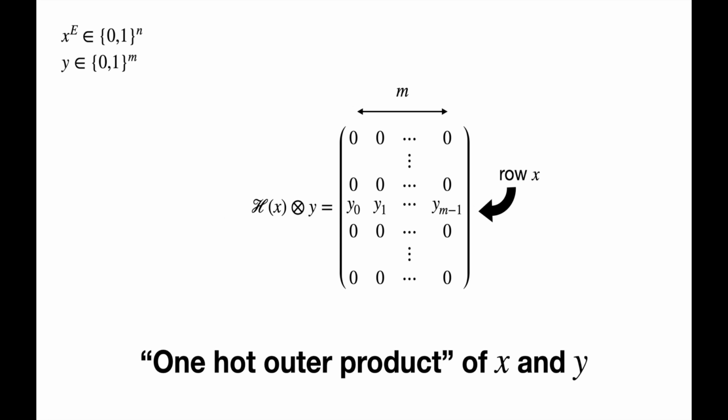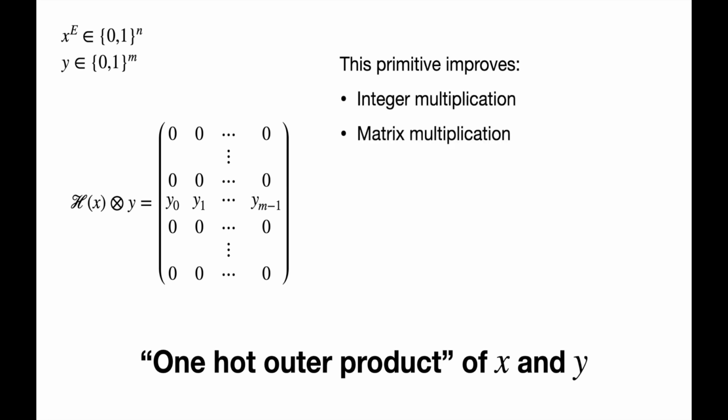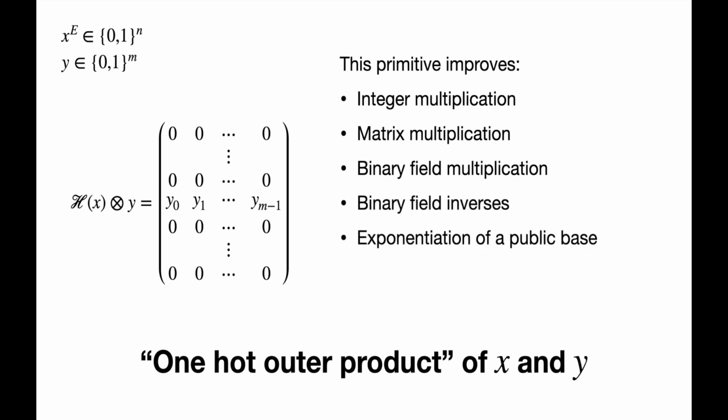Nevertheless, this new primitive is incredibly flexible, and a number of interesting functions reduce to this seemingly unusual operation. In our paper, we showed that this new primitive can improve the wall clock runtime needed to compute a number of interesting functions inside garbled circuits. For example, we improve integer multiplication, matrix multiplication, binary field multiplication, binary field inverses, exponentiation, where the base of the exponent is a public constant, and modular reduction, where the modulus is a public constant. Moreover, this list simply covers the applications we have been able to find so far. We believe that it's likely that further applications exist.